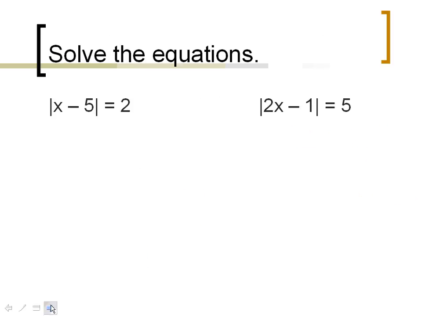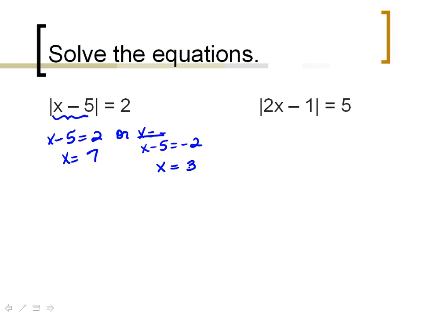So if we wanted to solve the absolute value of x minus 5 is equal to 2, this means thinking about what has to be in here for the absolute value to be 2. Well, that expression inside has to be either positive 2 or negative 2. So we would add 5 to get x is equal to 7, or if we added 5 again, adding 5 to -2 gives us 3. So it's saying 7 and 3 are our solutions.